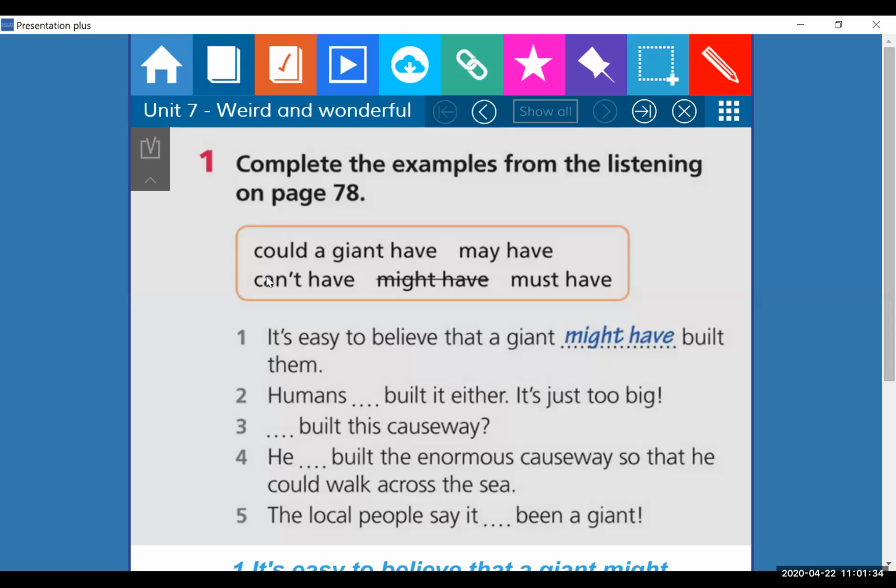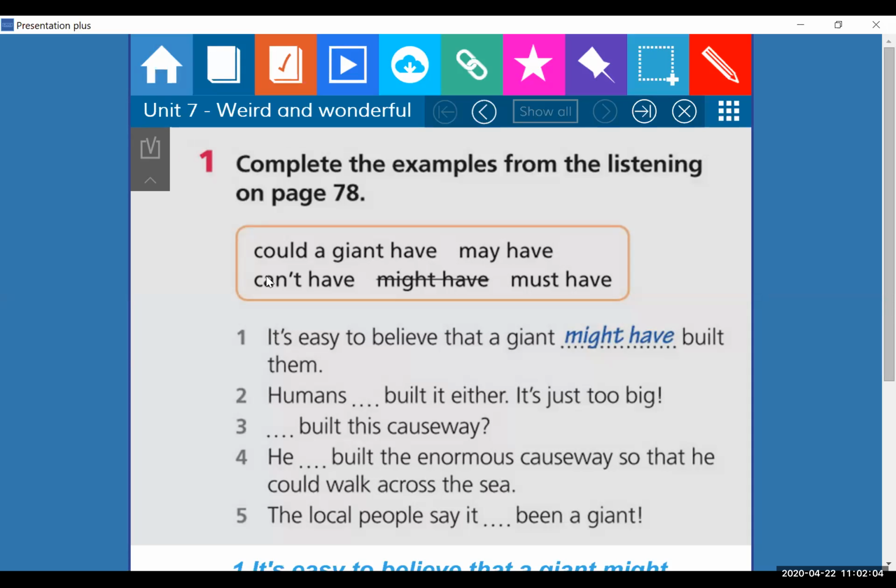For example, the first one: it's easy to believe that a giant might have built them. Might have is used here because there is a possibility. It may be possible that it happened in the past. So we use might have here. How about the second one?